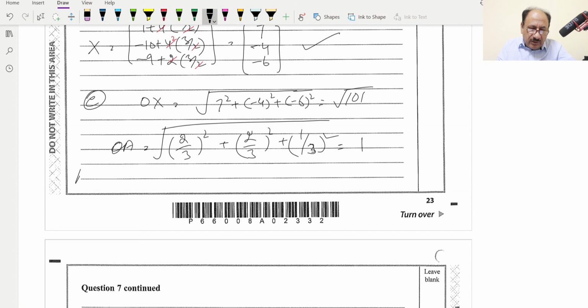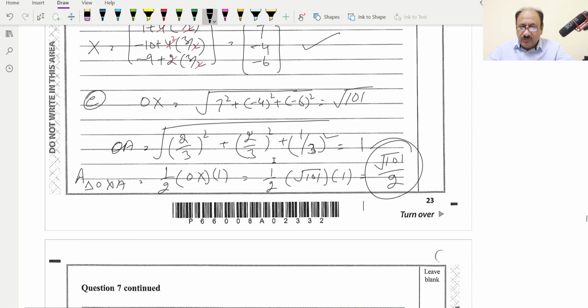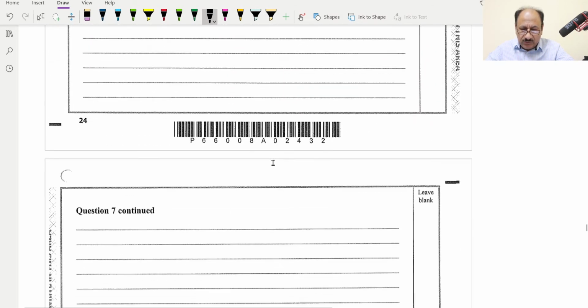So area of triangle OXA will be equal to 1 by 2 into OX into 1, and OX value is under root 101, so this will be equal to under root 101 over 2, and this will be the area which was required. We are done with this question.